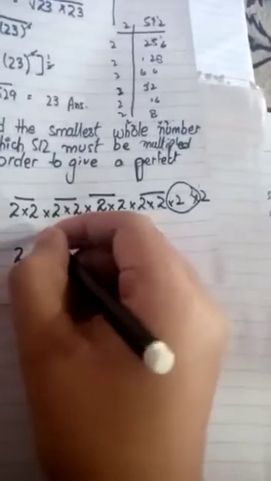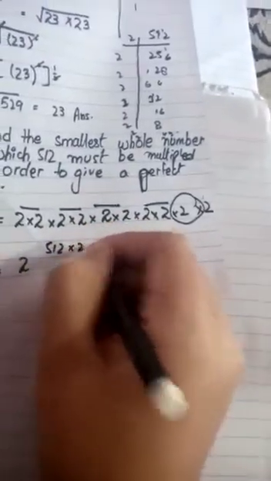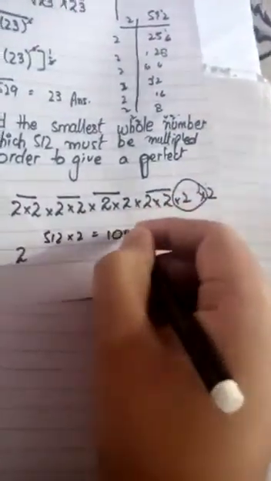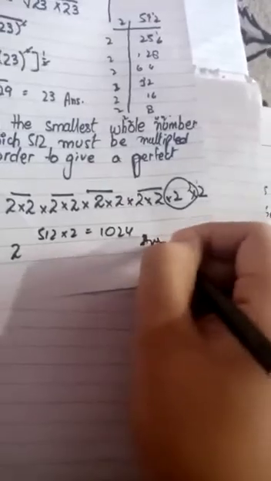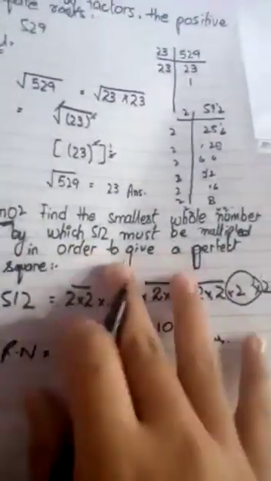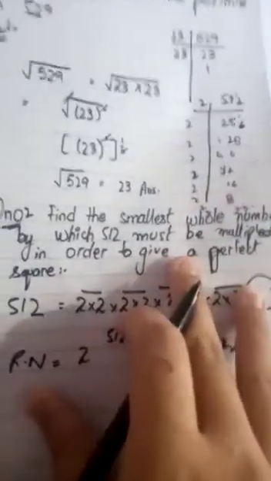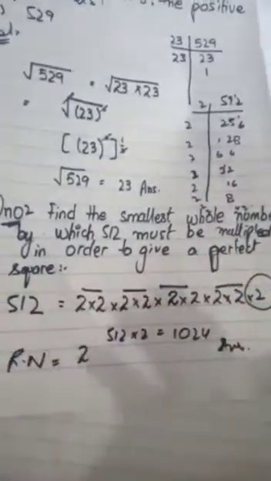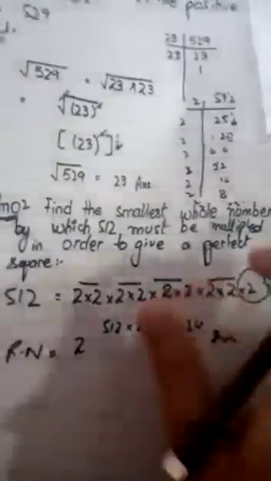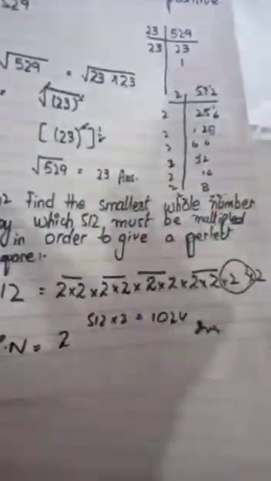So now the answer is 512 multiplied by 2 is equal to 1024. 1024 is your perfect square answer. Question number 3 is also the same as the method of question number 2. We also find the perfect square by the division method. This is very easy, not any worry.